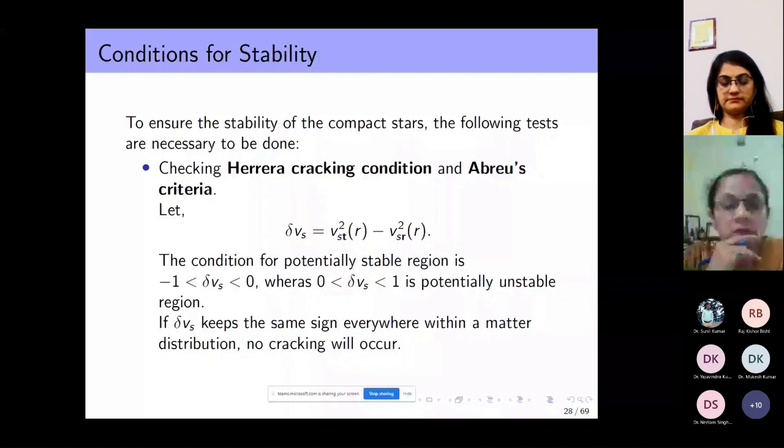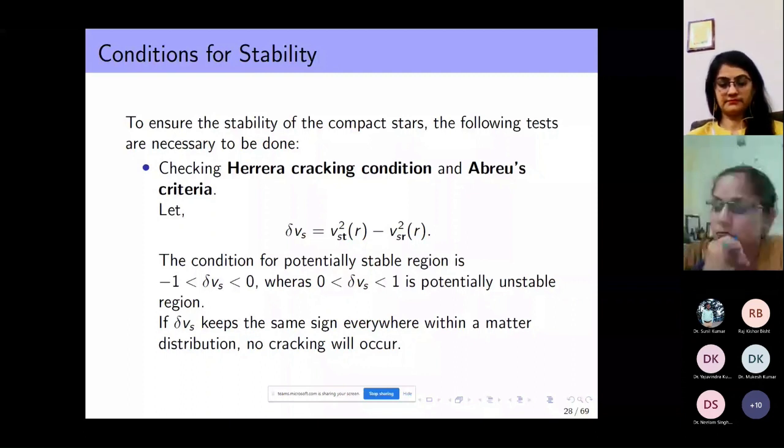Or if we get del Vs greater than 0 but less than 1, that is a potentially unstable region. So if del Vs keeps the same sign everywhere within a matter distribution, no cracking will occur.